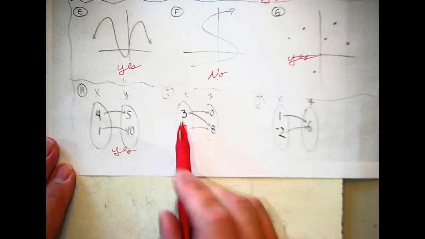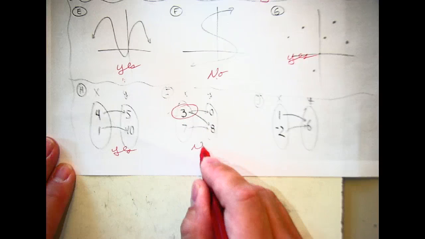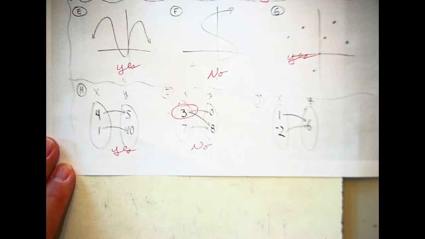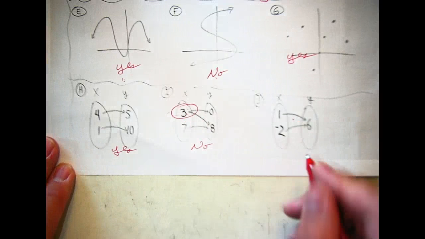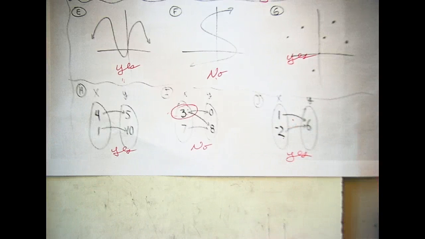Letter I? No. Right here we got a problem. The same x goes to two different y's. And? Yes. It's okay for two different x's to go to the same y. That's okay. All right. Very good. That's it. Any questions?